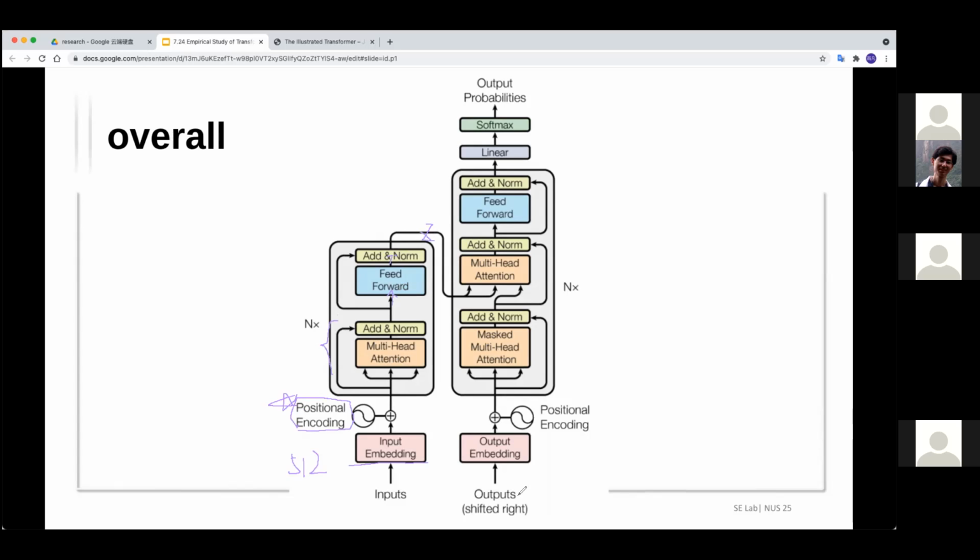And at the same time, the output will have an output embedding and also a position encoding and have a self-attention here. And then it will have the encoder decoder attention, and the final result will be input to the feed forward and the linear and the softmax to get the final result. I think this is the overall architecture. Any question here? You may just remember this architecture. It's a very star model in natural language processing.